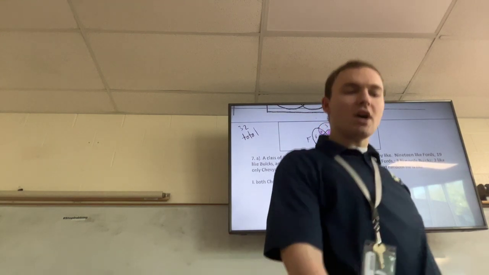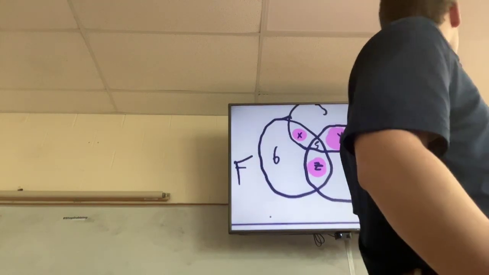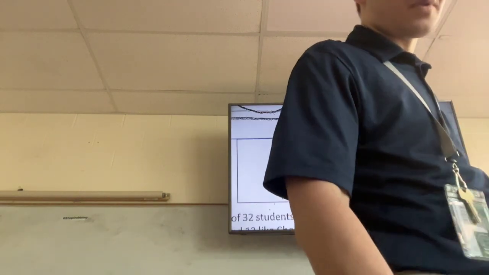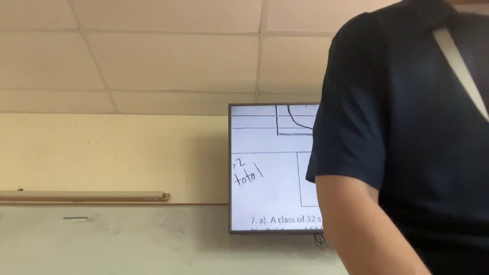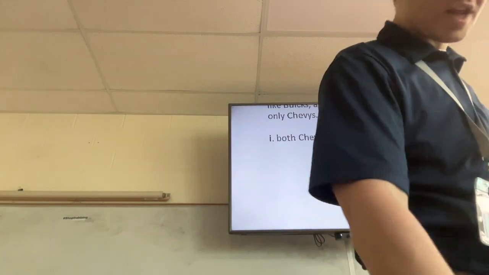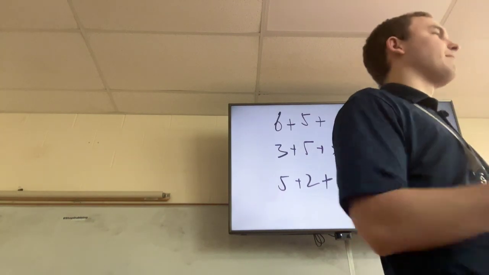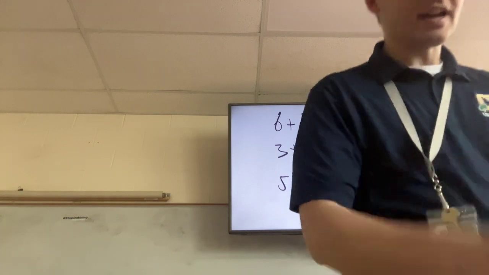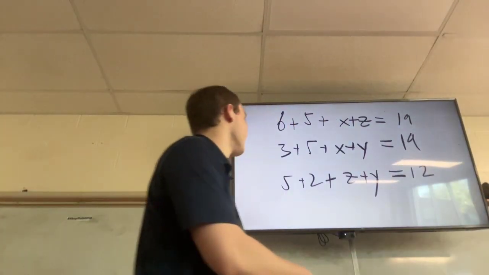We don't know the other 3 categories, do we? So I just labeled them X, Y, and Z. We do know that 19 students total like Buicks. So the 3 who like only Buicks, plus the 5 that like all 3 cars, plus the X plus the Y, all 4 numbers in this Buick circle, have to add up to 19. So I wrote down here, 3 plus 5 plus X plus Y equals 19. Questions on that? I did the same thing for the other 2.